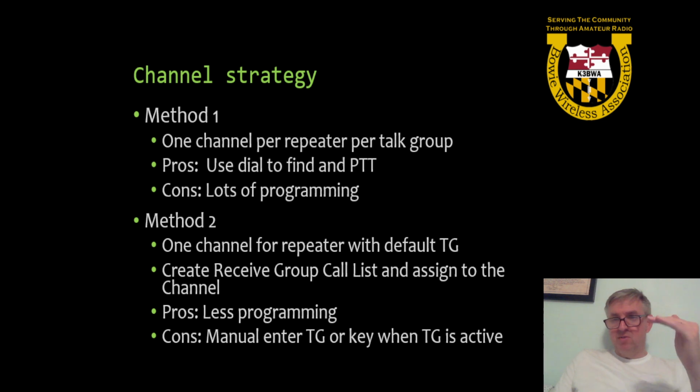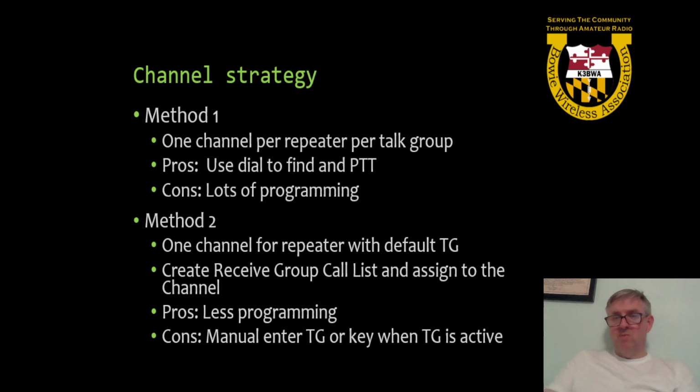I would copy that row to the next row, and then I would have to change the talk group number. Then I'd copy and change, copy and change, copy and change. So in that particular case, I have 5 rows, 5 memory positions in my radio taken up for the different talk groups. So why would I want to do this?